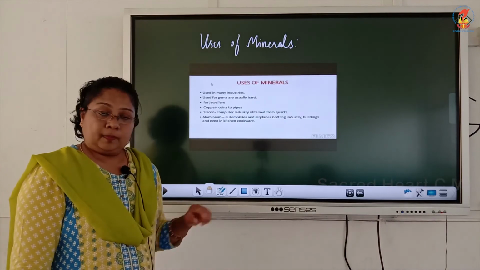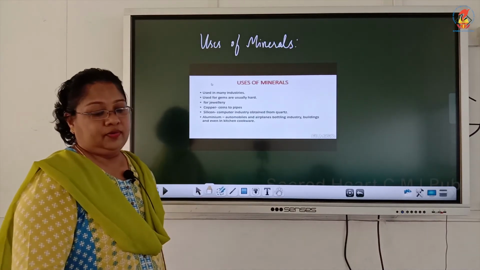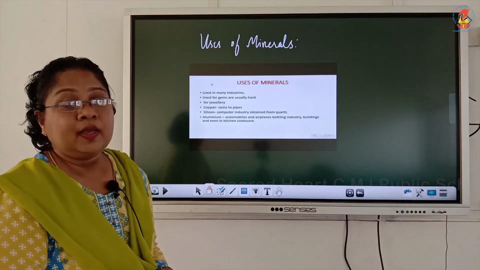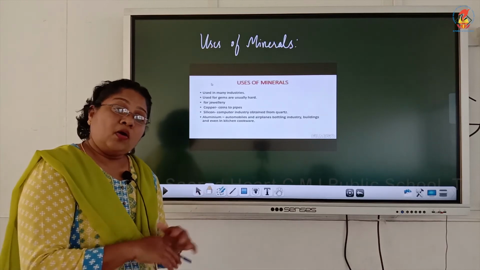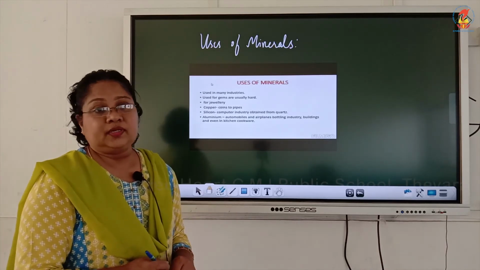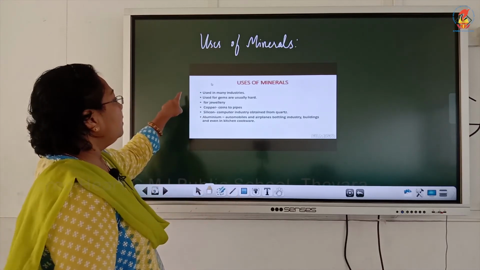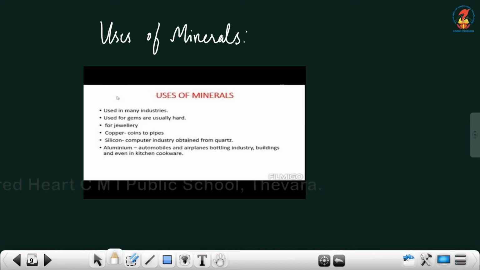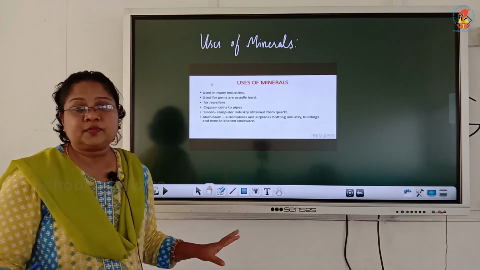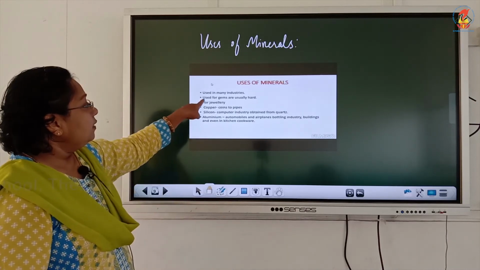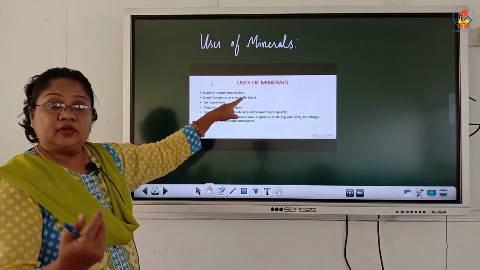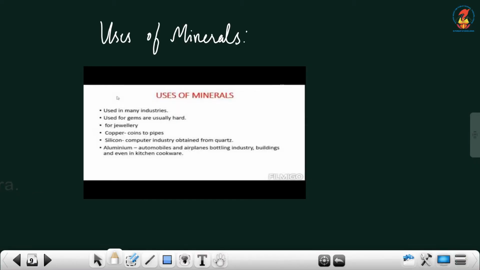Okay. Now, next is the uses of minerals. Minerals are of various types, and in our day to day life, in all fields, we use minerals. Here we are seeing a few uses of minerals. Minerals are used in many industries for production, as a raw material. Minerals are used in all types of industries. Then gems are used for jewelry purposes.